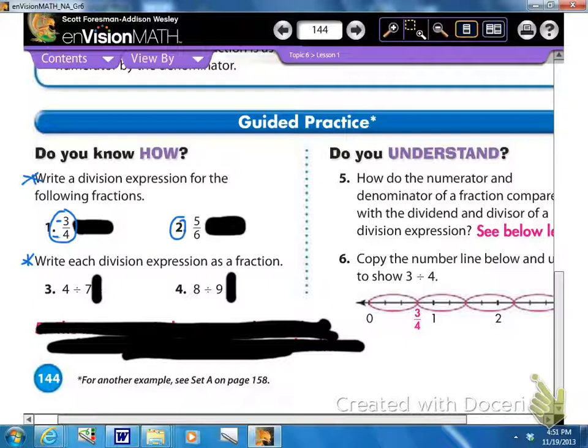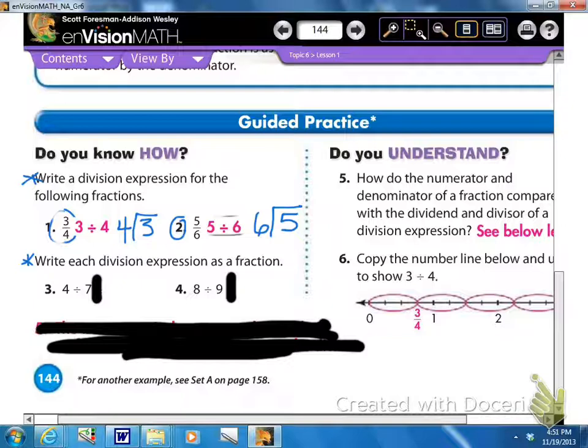So if it's 3/4, then it's 3 divided by 4. So this is what it should look like. For number 2, 5/6 is numerator divided by denominator, so 5 divided by 6. If I was going to actually work this out, remember it's 5 in the box divided by my 6 outside of the box, or 3 in the box divided by 4 outside of the box here.